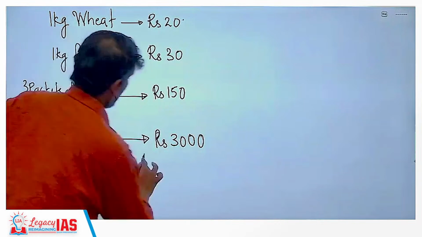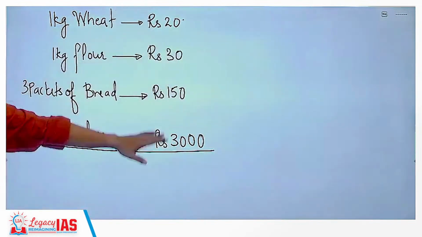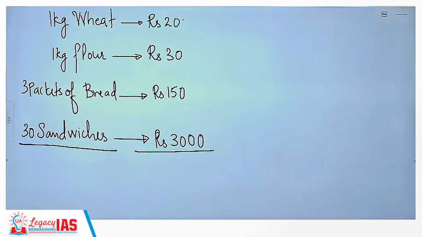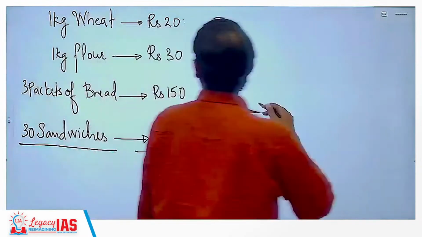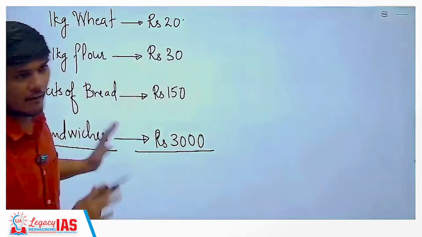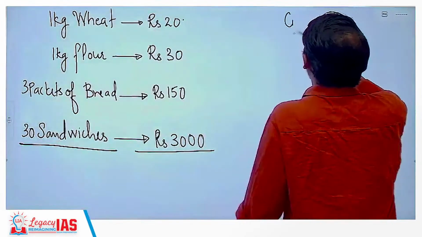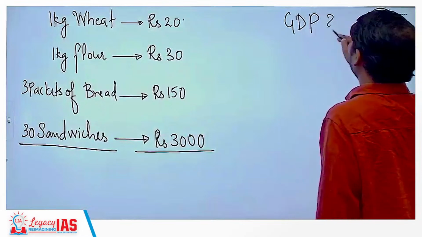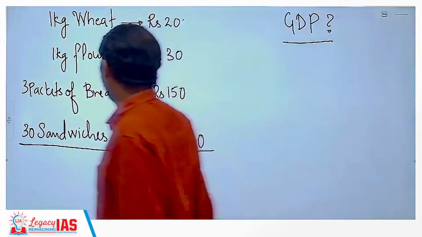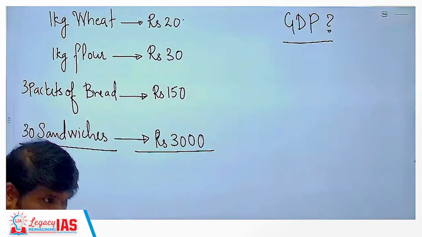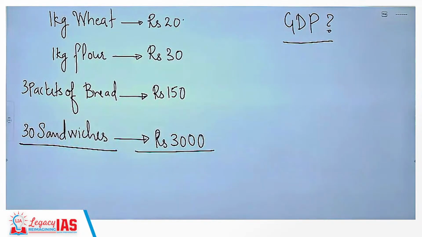Now, the economy has produced only this, and it is produced within the boundary of India. So my question is, what is the GDP? Let's calculate the GDP and tell me what is the GDP. Someone with the right answer?